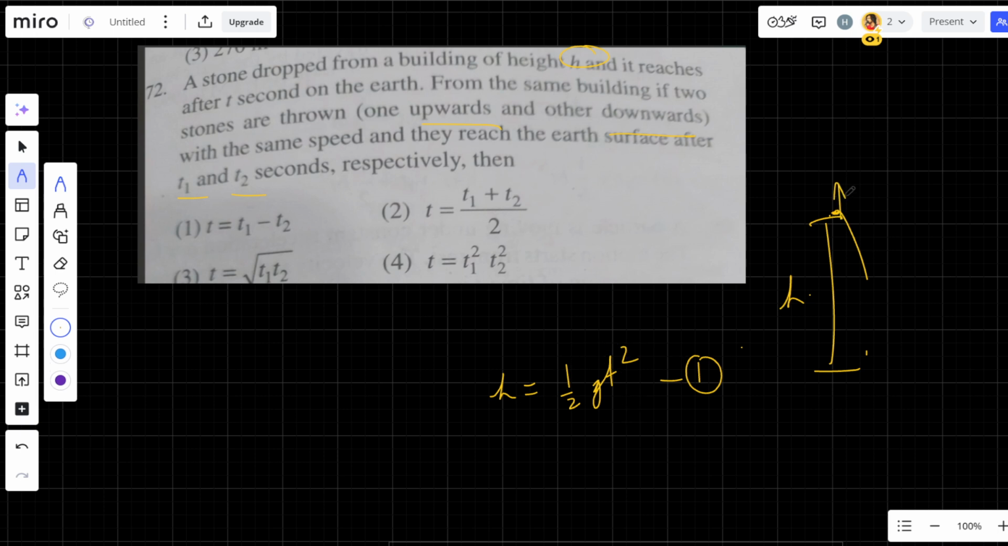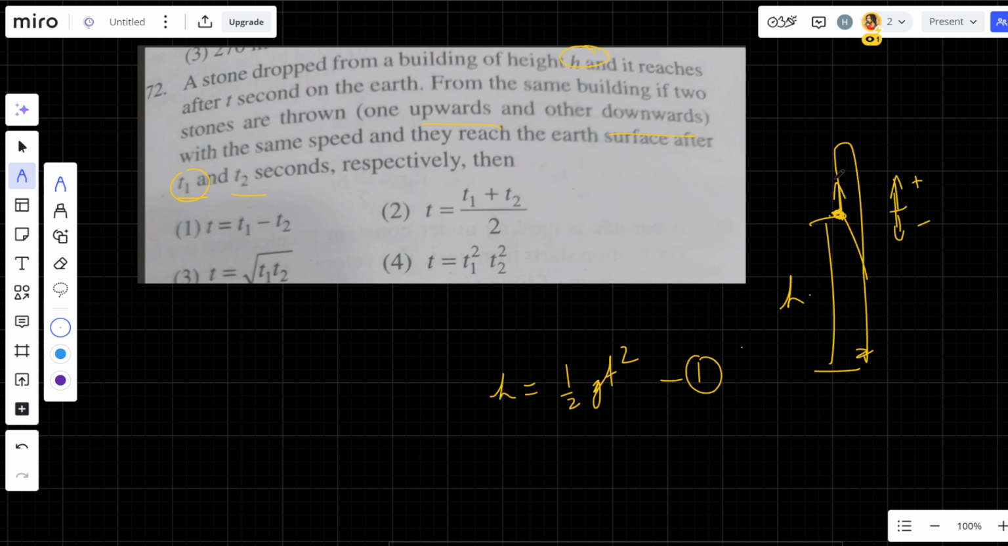Now, when it is thrown upwards, then the time is t1. Even if it is thrown upwards, the displacement from the initial to the final position is still h only, right? But think about it. This is a good concept for understanding frames of reference. Whenever you solve any question, we directly take upward direction as positive and downward direction as negative, because we are so confident. So you have to be really careful about which direction you choose as positive and negative. Let's say I'm choosing the upward direction as positive, downward direction as negative.